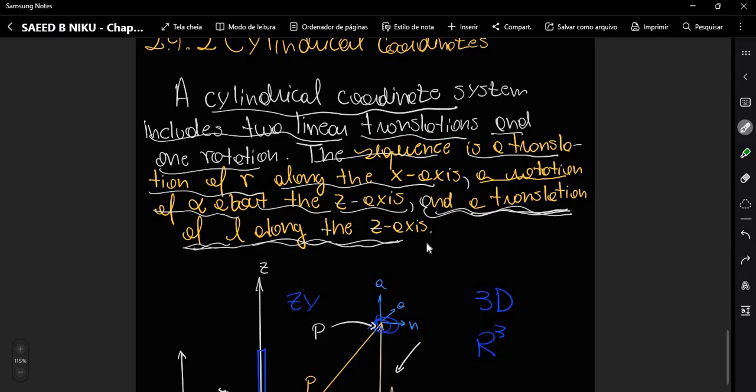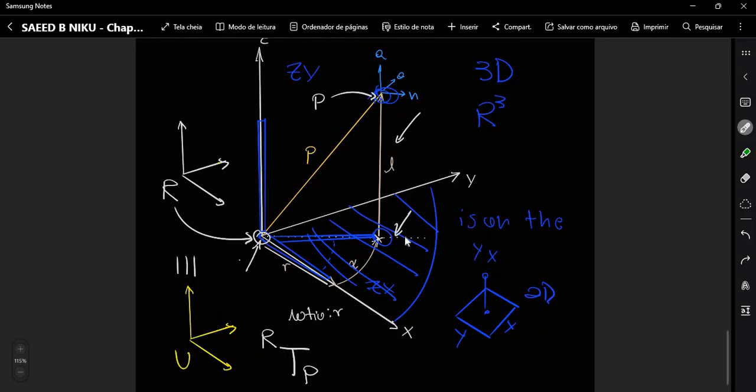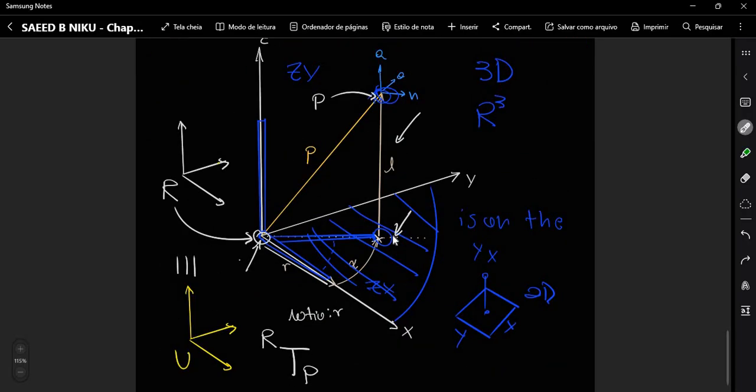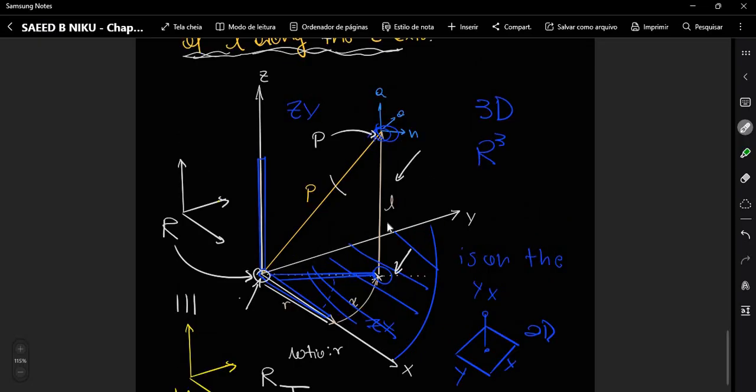The sequence is a translation of R along the x-axis, a rotation of alpha about the z-axis, and a translation of L along the z-axis. As you can see, we already have drawn this description. We draw the coordinate system, and this is an analogy to a robot arm.